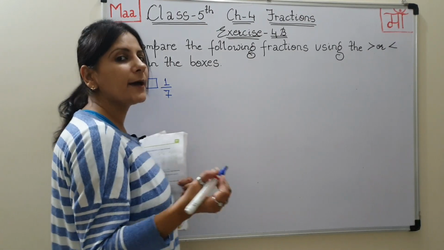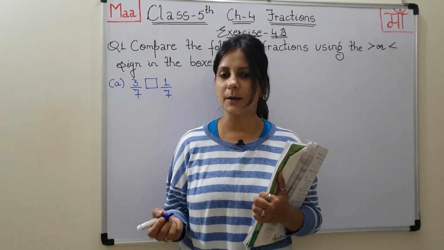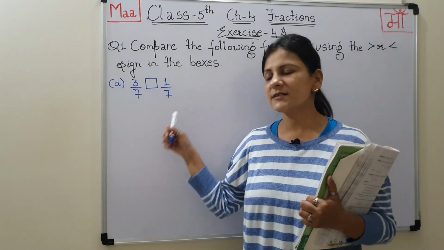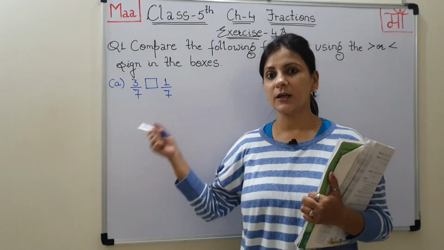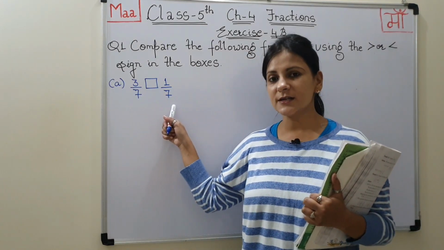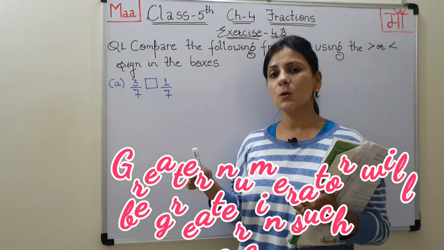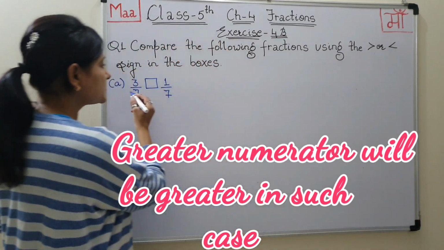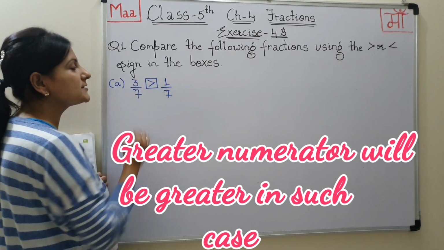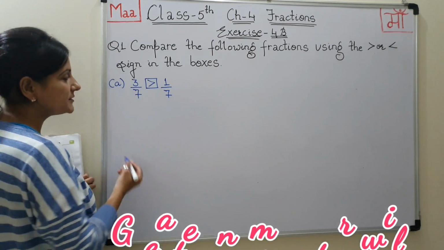See students, whenever the denominator is the same, then it is very easy to compare the fractional numbers. Whenever denominators are the same, comparing fractional numbers becomes easy. You only have to see the numerator to compare. You see that denominators are the same, 7, 7. And in numerators, here it is 3 and here it is 1. So it's very simple. Which one is greater? Obviously 3 is greater than 1. So the sign will open towards 3. That means 3 upon 7 is greater than 1 upon 7.